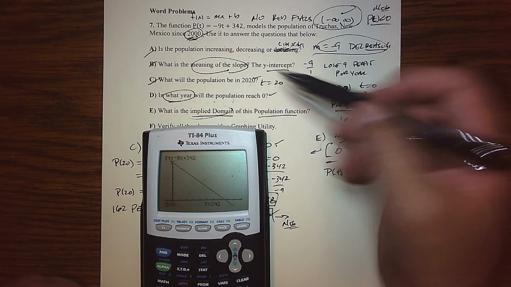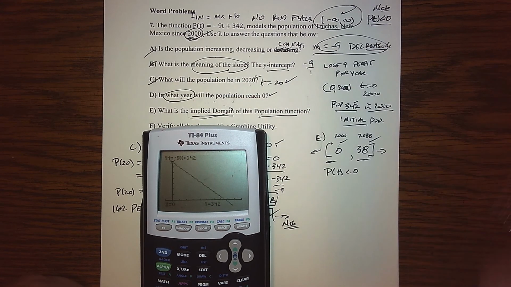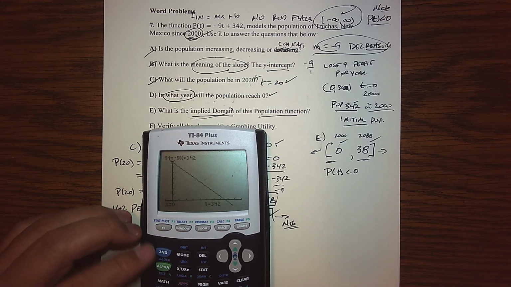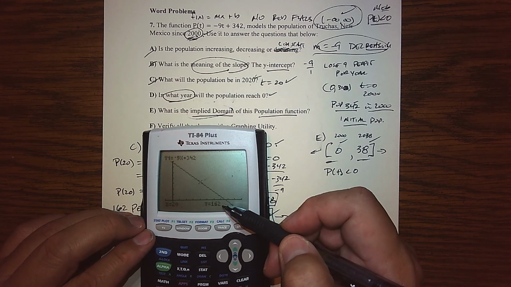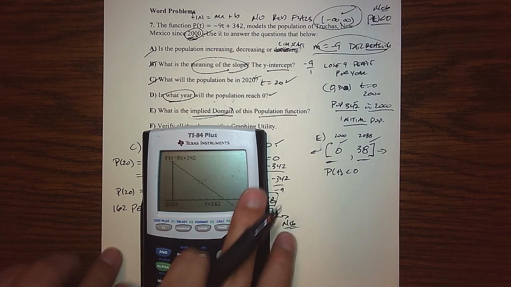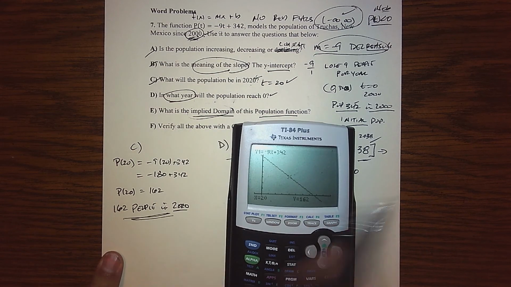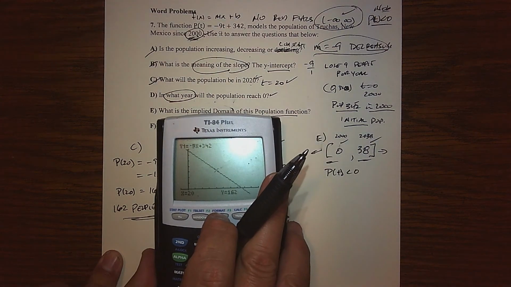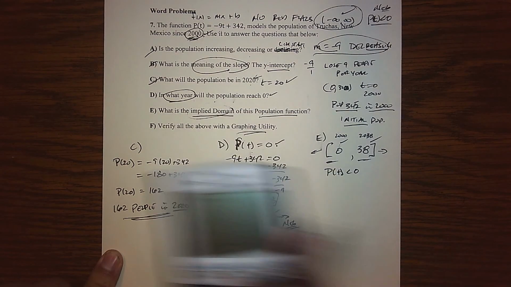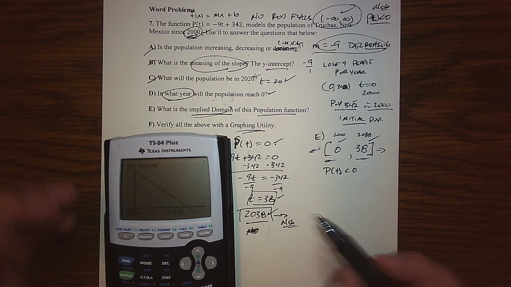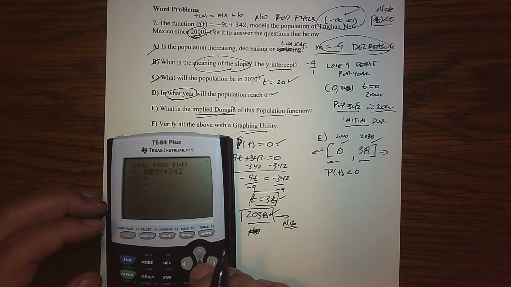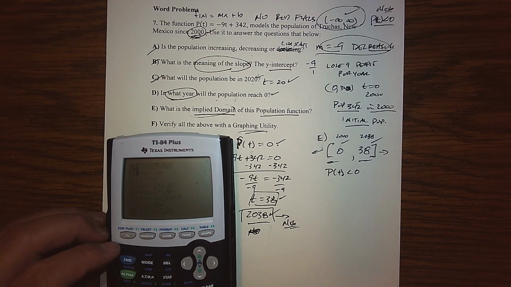What will the population be in 2020? Well, for our model, that's for t equal to 20. So again, second calculate, let's do a value, let's put in 20, and we have 162 people. So that validates what we said in part C, that there are 162 people in the year 2020. What about this part here? What's the x-intercept? Well, let's use the value of 38. So second calculate, value at 38, and you see that we're at 0.